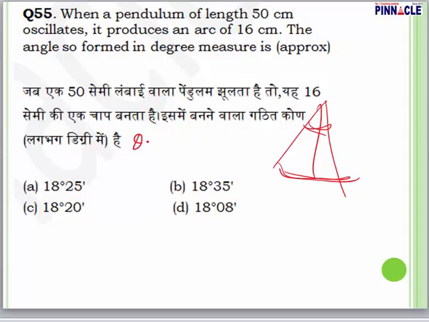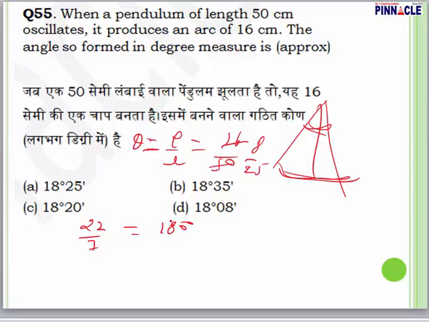So theta is equal to L by R, and L in this case is the arc, 16, and radius is 50. You can say 8 by 25. 8 by 25 is the angle in radian, but we have to tell in degree. Pi is equal to 180 degree, so 1 radian is equal to 180 divided by pi, and 8 by 25 would be then multiplied by 8 divided by 25.